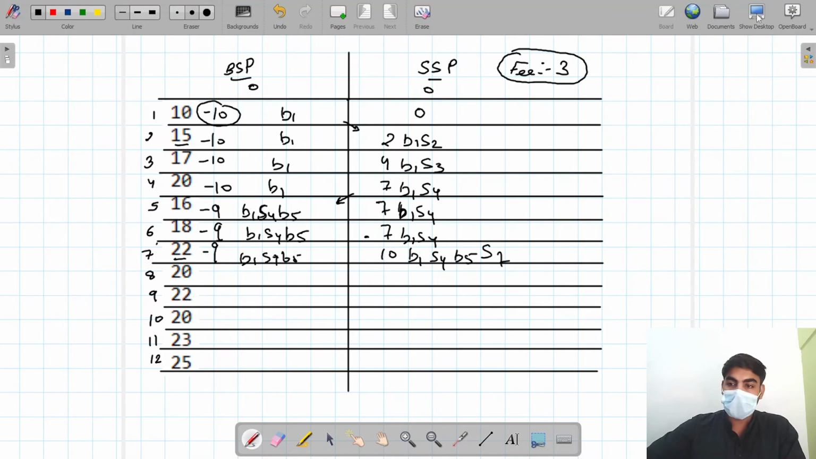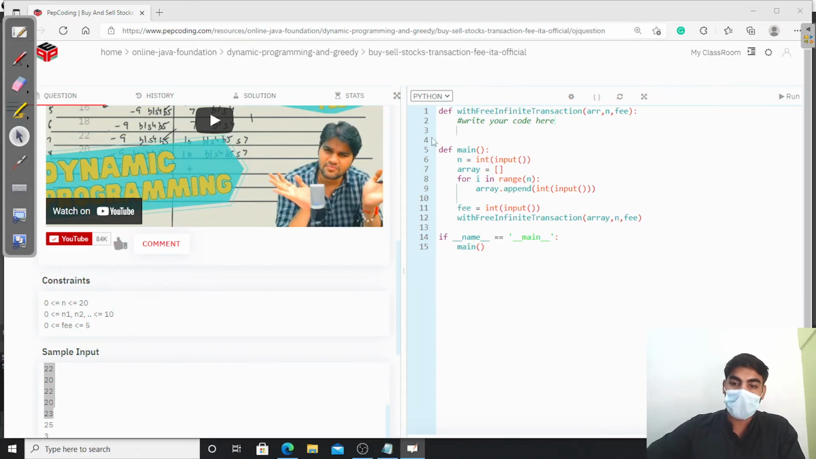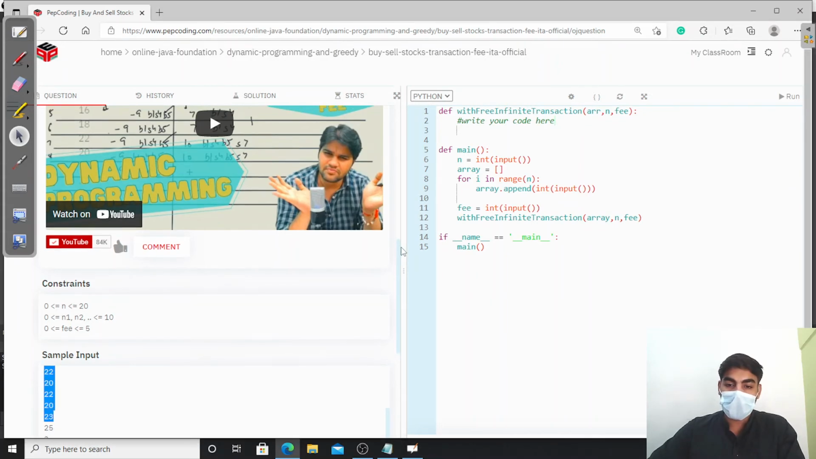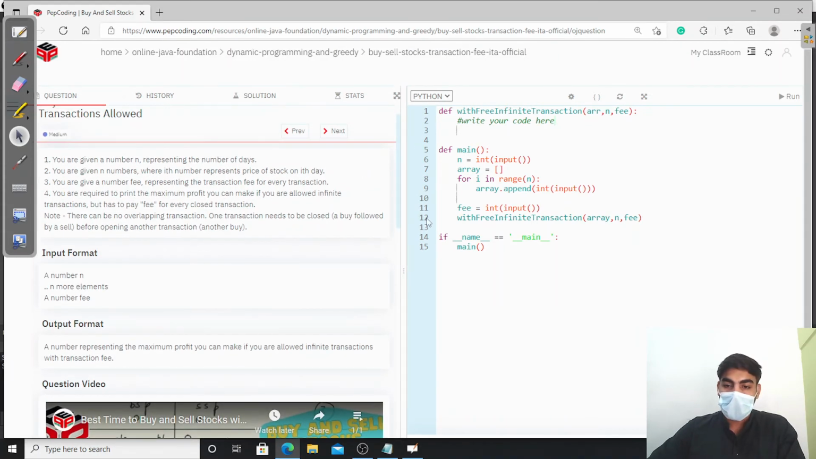So move to our editor where we have to write. You can see in our editor they are providing a number n, which represents the number of days, and an array which stores the price according to the days. Here we have a function with fee infinite transaction, with parameters arr and fee. So we have to complete this function.